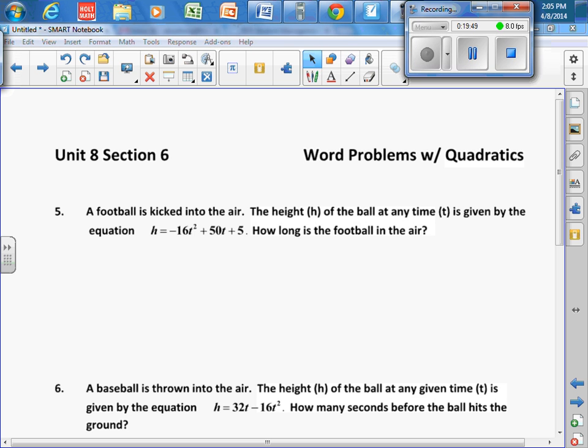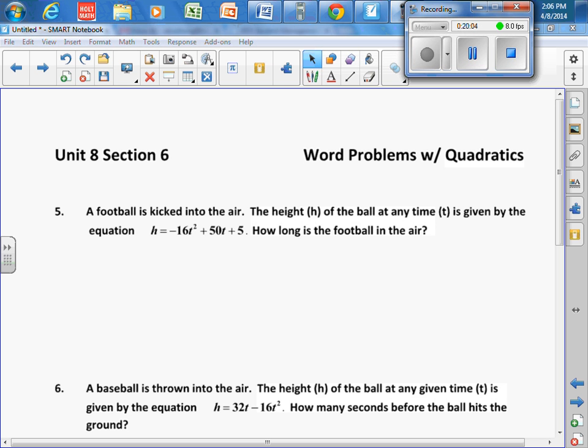Number 5, a football is kicked into the air. The height, h, of the ball at any given time, t, is given by the equation h equals negative 16t squared plus 50t plus 5. How long is the football in the air?